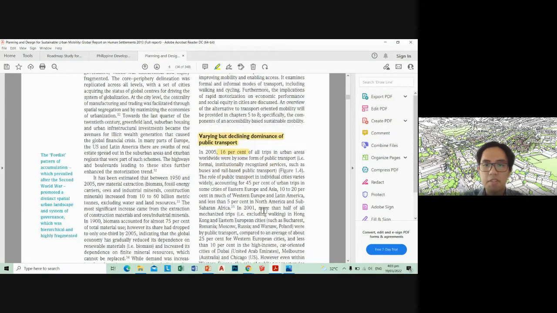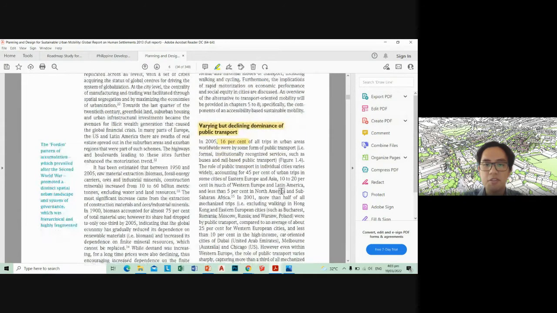The role of public transportation in individual cities varies widely, accounting for 45% of urban trips in some cities in Eastern Europe and Asia, 10 to 20% in much of Western Europe and Latin America, and less than 5% in North America and Sub-Saharan Africa. So at least Asia and Eastern Europe have higher use of public transportation.